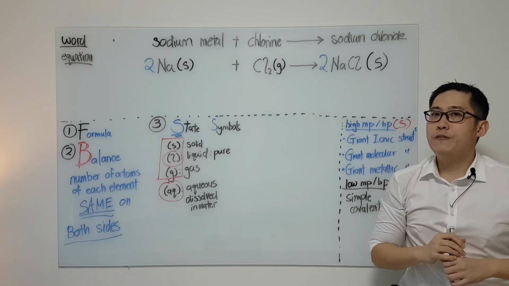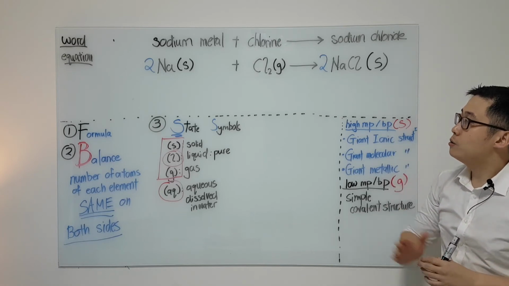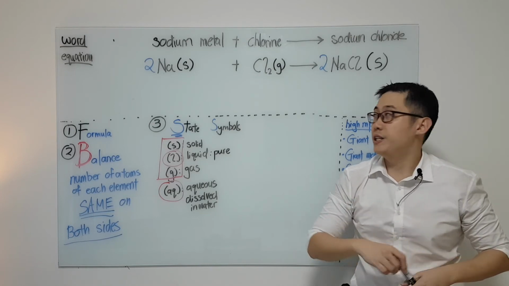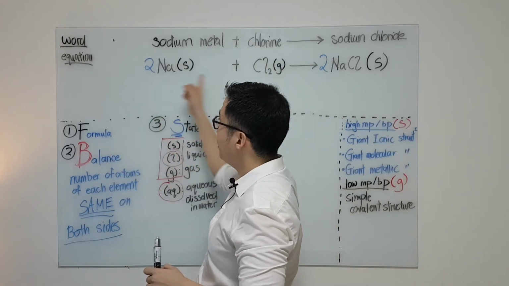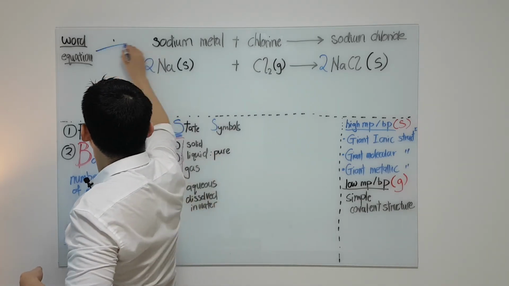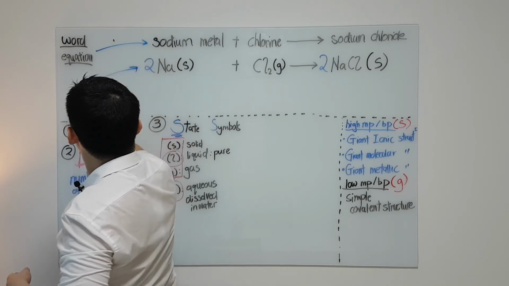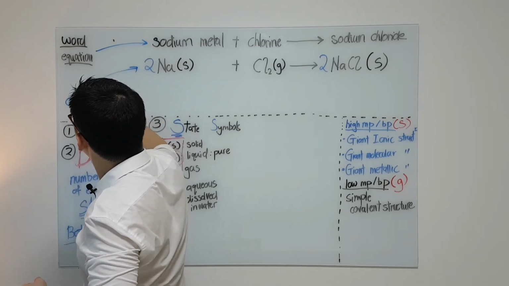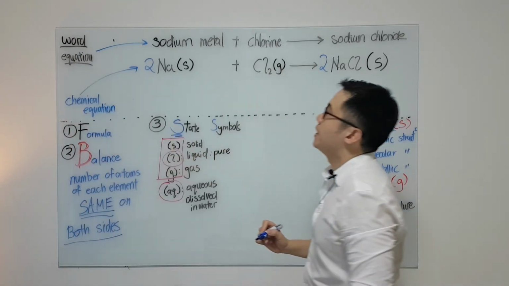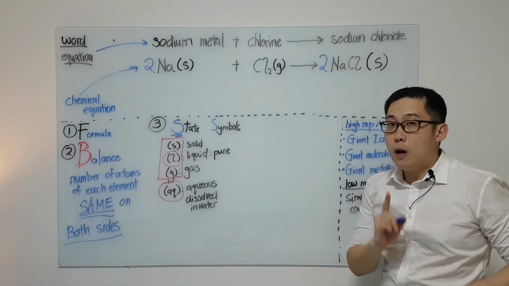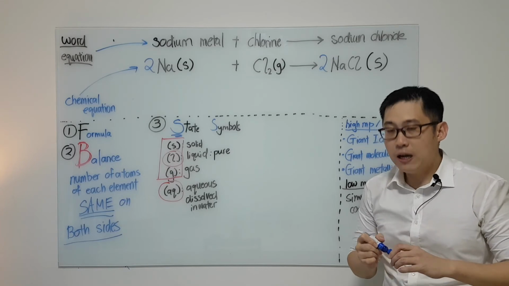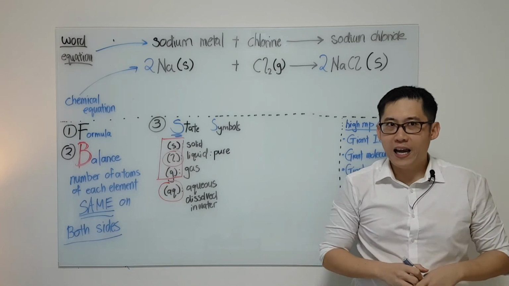Now, students, with this in mind, let us learn what are the things to take note of if a question, instead of asking you to write a chemical equation, asks for something else. As you can see here, this is what we call a word equation, but this is what we call a chemical equation. Students, there is one more equation that you need to know, and it's called the ionic equation. Now, let us consider how we can write an ionic equation.